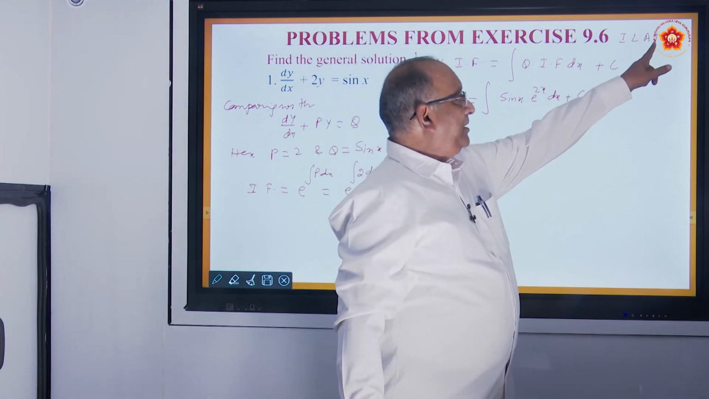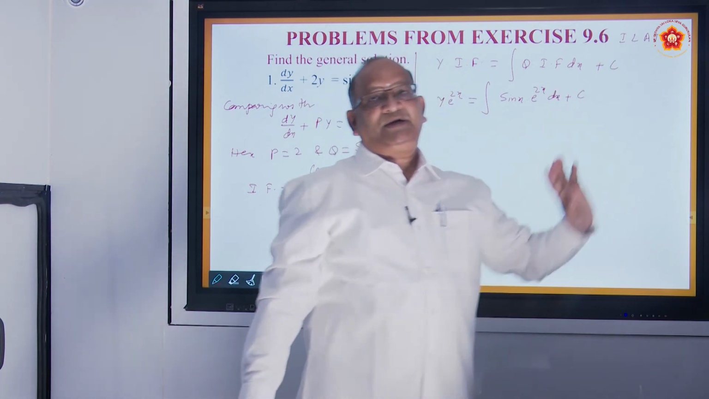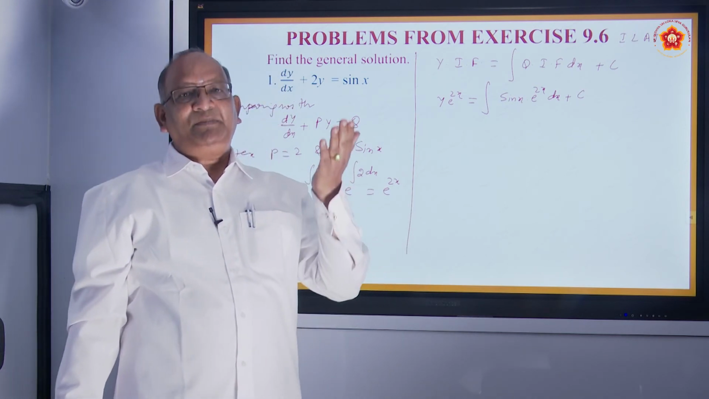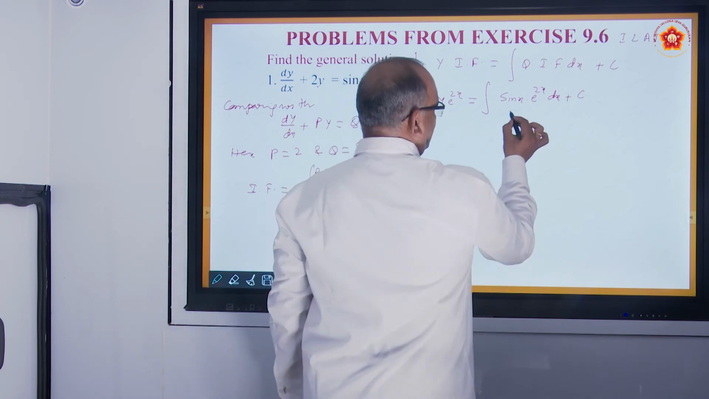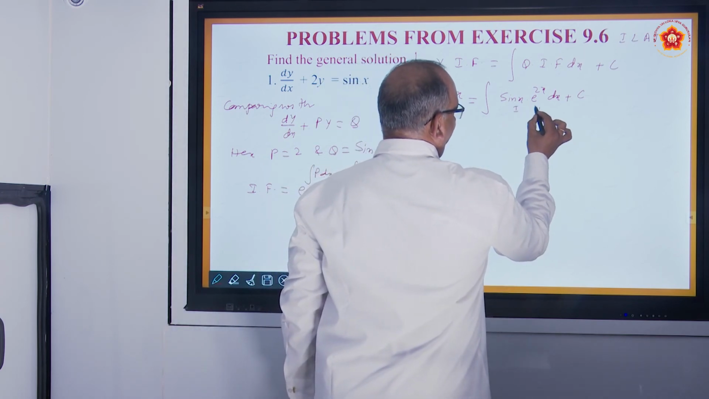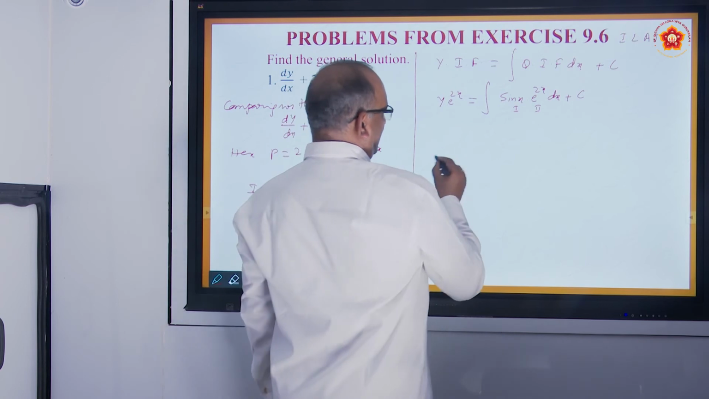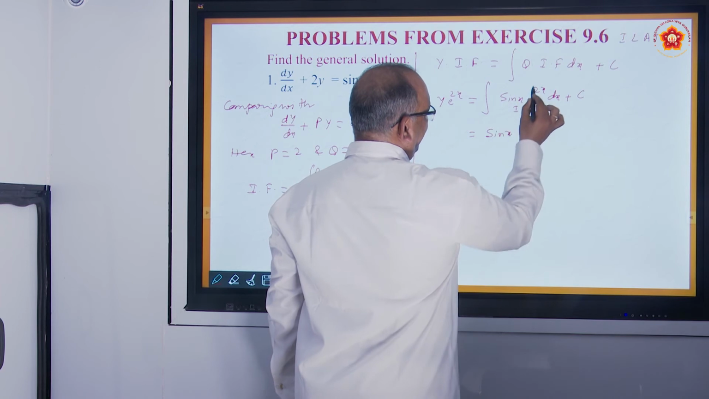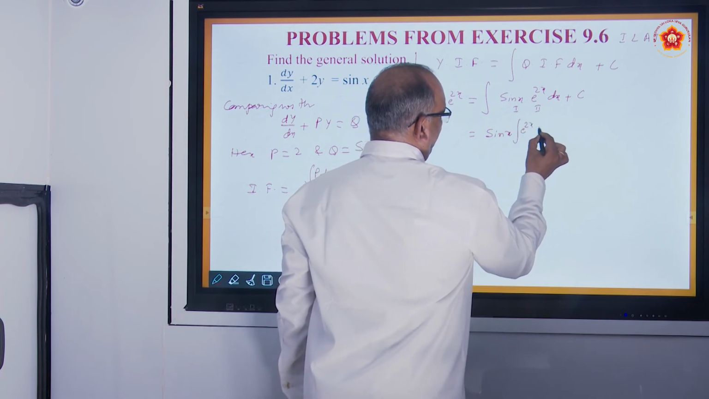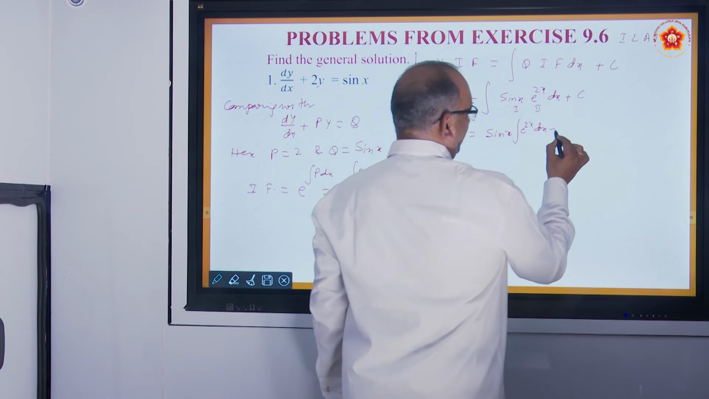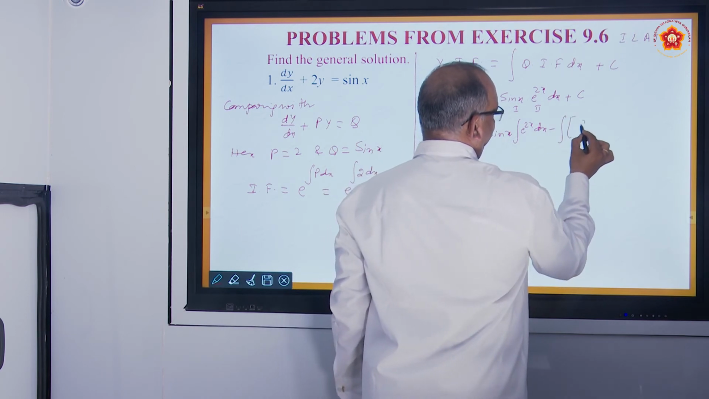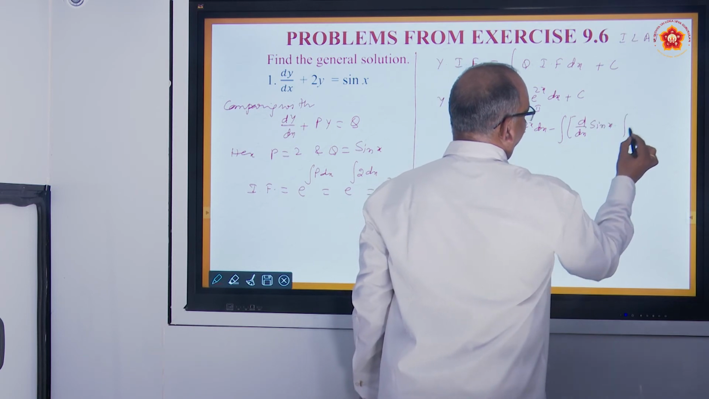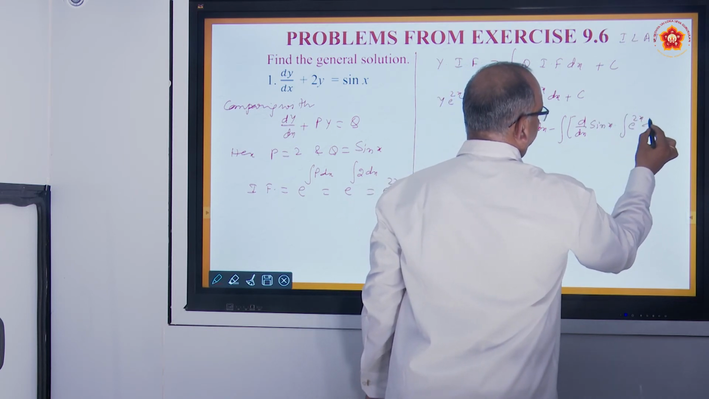Sin x is a trigonometric function, e to the power 2x is an exponential function. Since the trigonometric function comes before the exponential function, it will be taken as the first function. So this is the first function, this is the second function, and use the formula. So if you use the formula, first function into integral of second, minus integral of derivative of first into integral of second, whole integral.